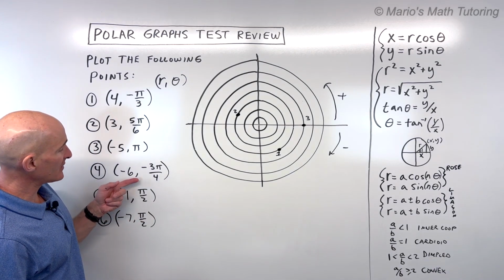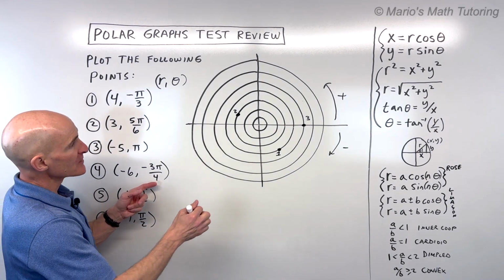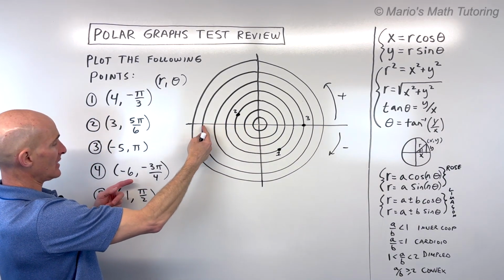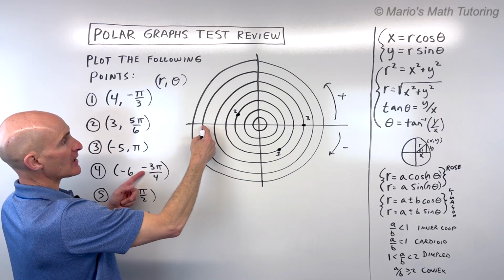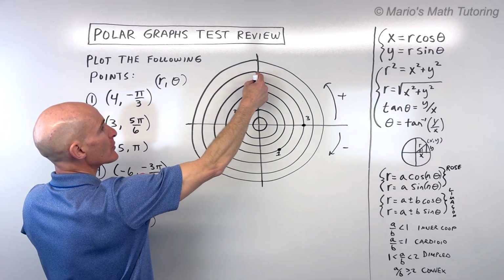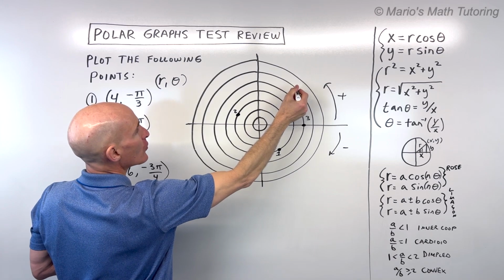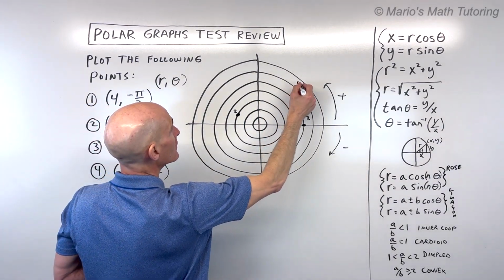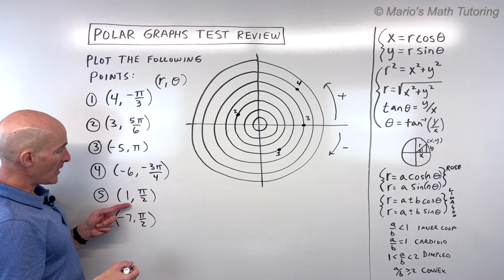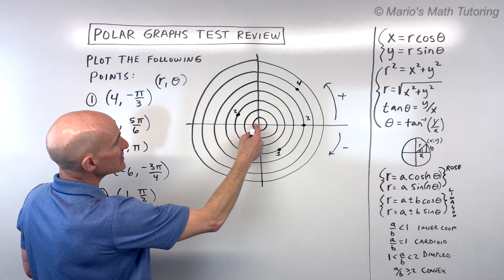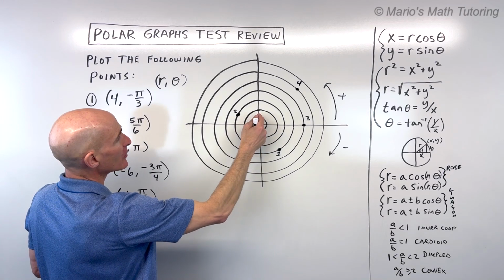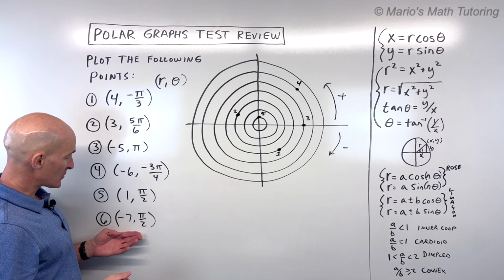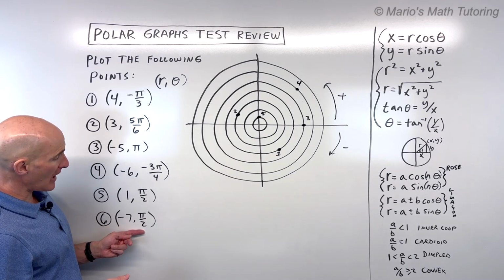Number 4, we've got negative 6, negative 3 pi over 4. The way I like to do it, if it's negative, I go to the left. 1, 2, 3, 4, 5, 6. Negative 3 pi over 4 is a negative angle, so we want to go clockwise 3/4 of pi. Pi is 180, we're going 3/4 of that rotation, so that's going to be point number 4. And then for number 5, 1 pi over 2. This one's kind of easy. It's an r value of 1. We're rotating counterclockwise 90 degrees, or pi over 2. That's number 5. And then the last one, number 6 here, we have negative 7 comma pi over 2.